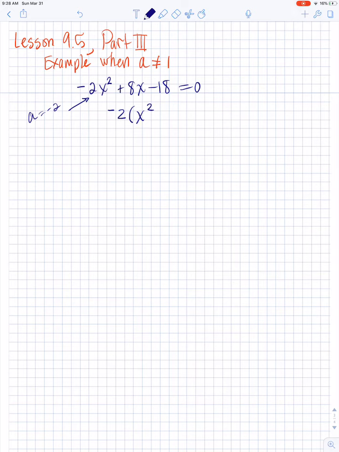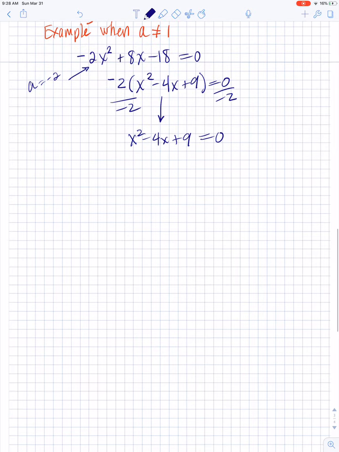So when we pull out a -2 from each of these three terms, we end up with x squared minus 4x and then plus 9 equals 0. Well, now we can use the division property of equality and we can get rid of that -2. That leads us to x squared minus 4x plus 9 equals 0. And as we look at this trinomial, we're realizing if we want to solve this by completing the square, we're going to have to go ahead and kick out that 9.